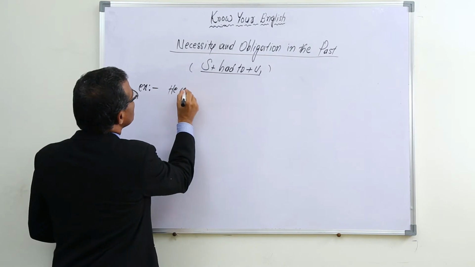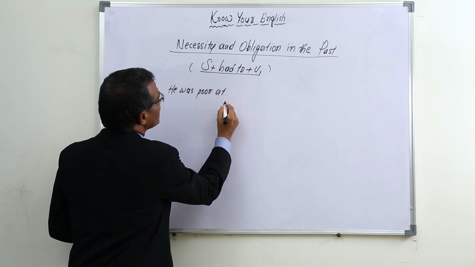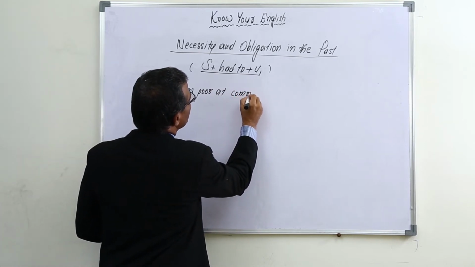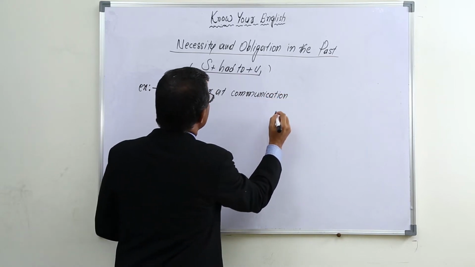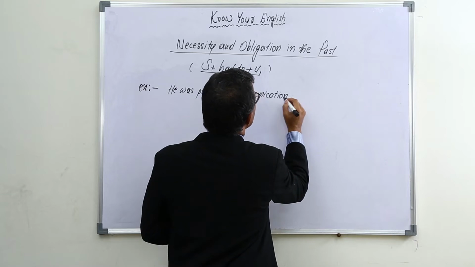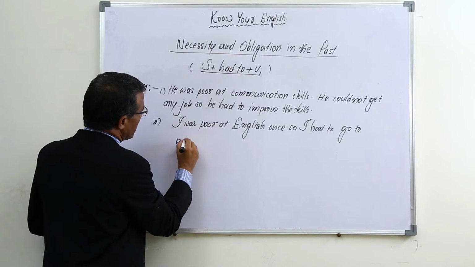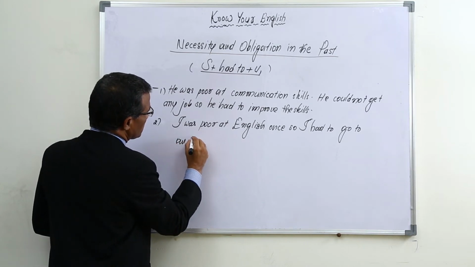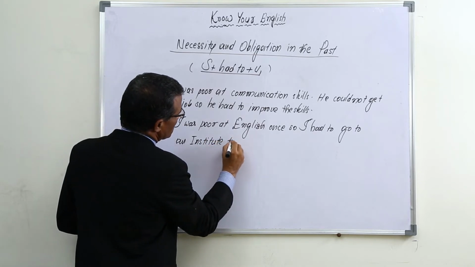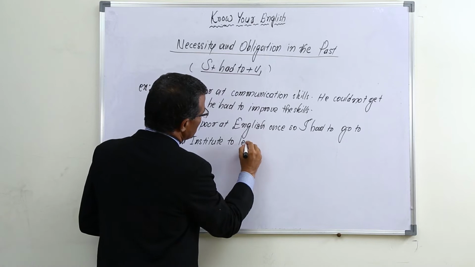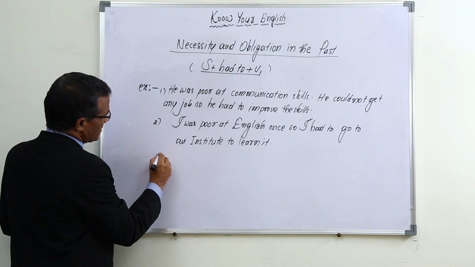He was poor at communication skills. An institute to learn it. To learn it. And in the same way, for example, they had to stop cricket match.